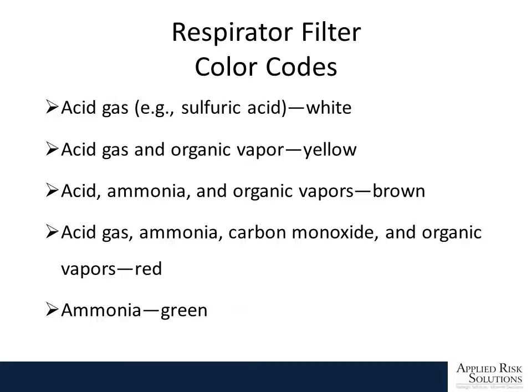Respirator filter color codes. All of the filters that go on respirators are standardized with different color codes to indicate what they are acceptable for filtering. If you have acid gases such as sulfuric acid, you would use a white colored respirator filter. For acid gases and organic vapors, yellow. For acid, ammonia, and organic vapors, brown. For acid gas, ammonia, carbon monoxide, and organic vapors, red.